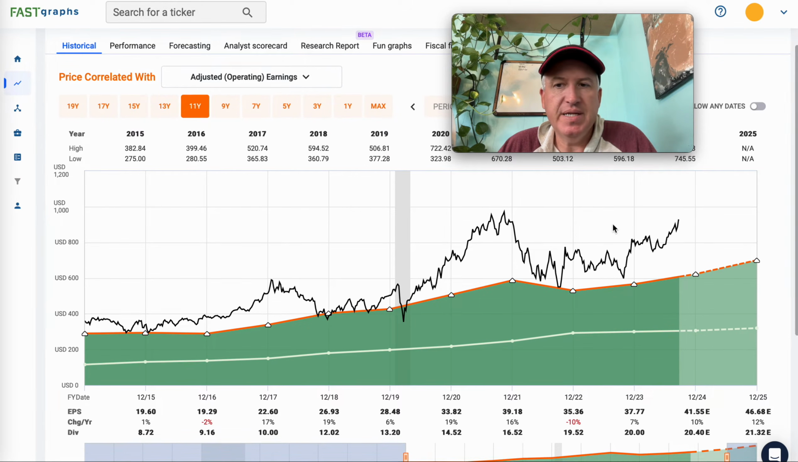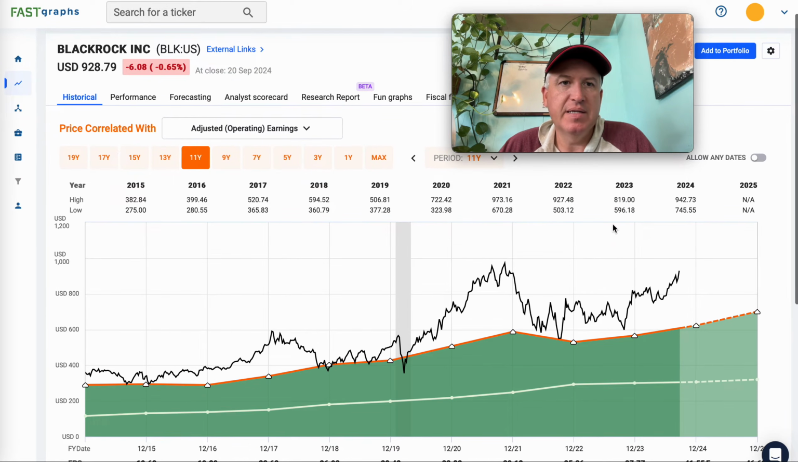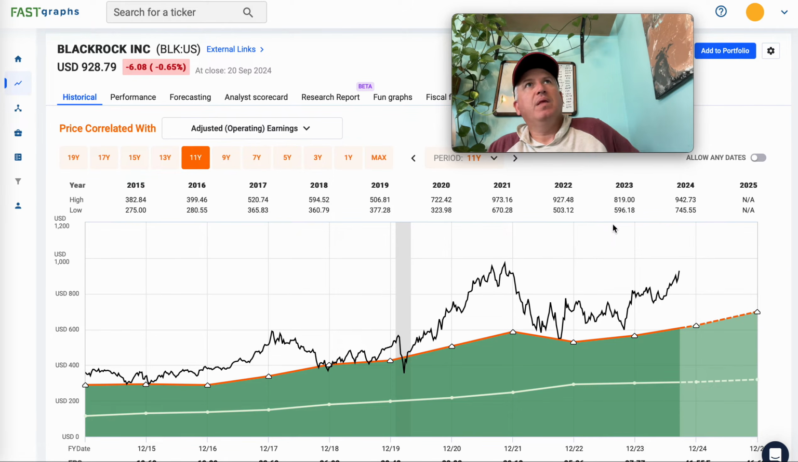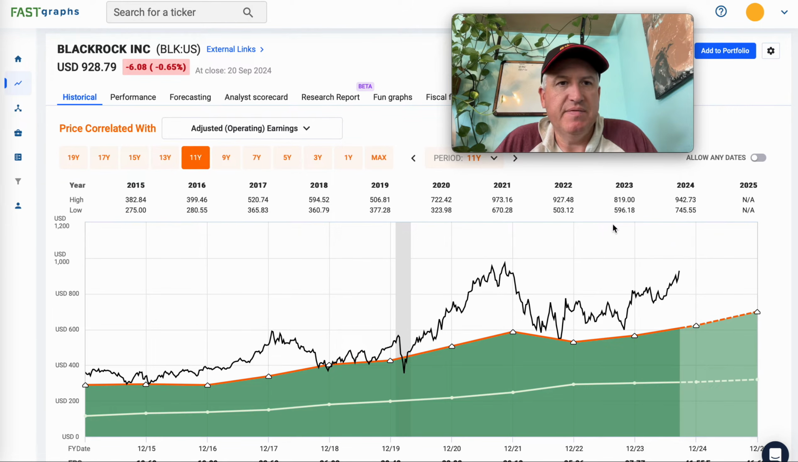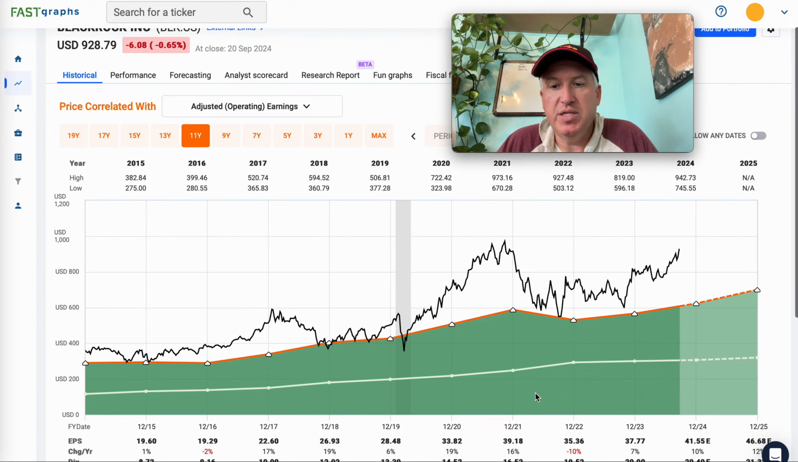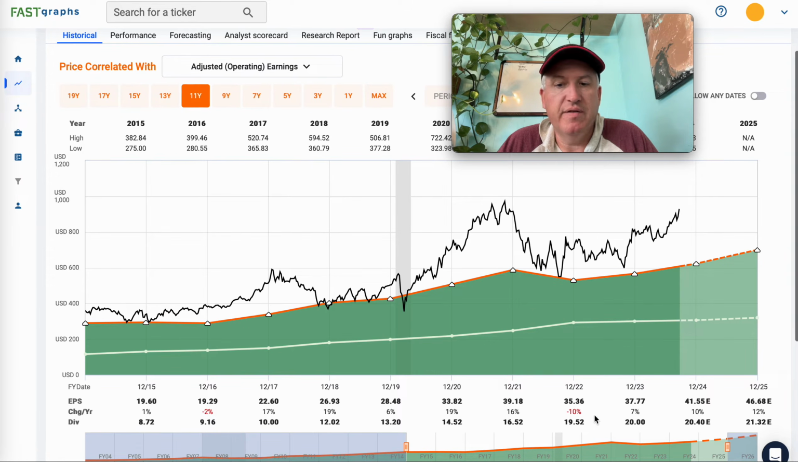And so the question is now, the thing with Blackrock is they have a lot of ETFs and passive investing. I think they also have some active stuff. So a lot of their earnings are going to depend on how the market's doing. And we did have a bear market in 2022 and we saw earnings per share fell 10%.